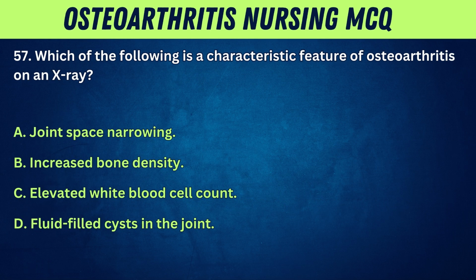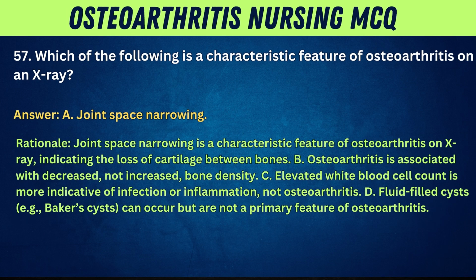57. Which of the following is a characteristic feature of osteoarthritis on an X-ray? A. Joint space narrowing. B. Increased bone density. C. Elevated white blood cell count. D. Fluid-filled cysts in the joint. Answer: A. Joint space narrowing.